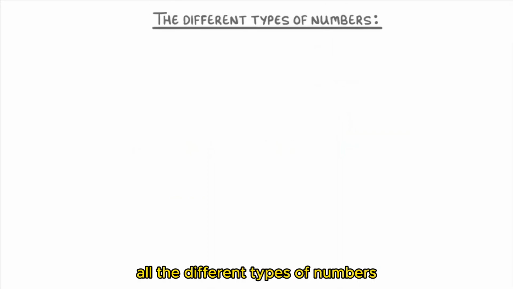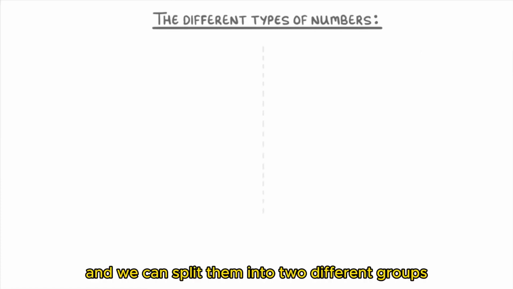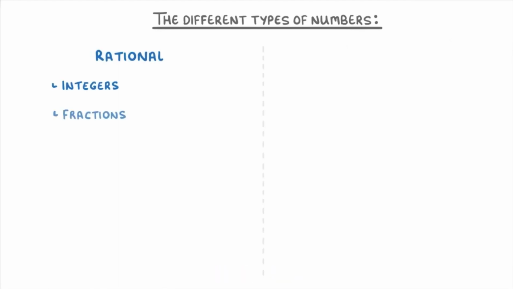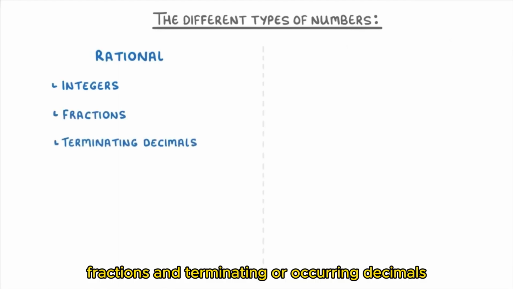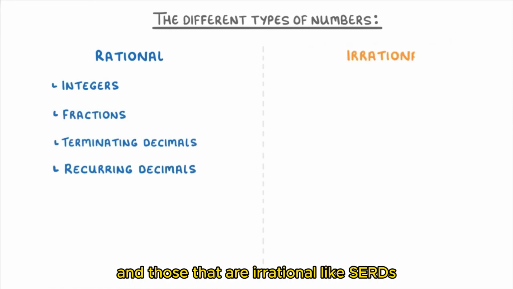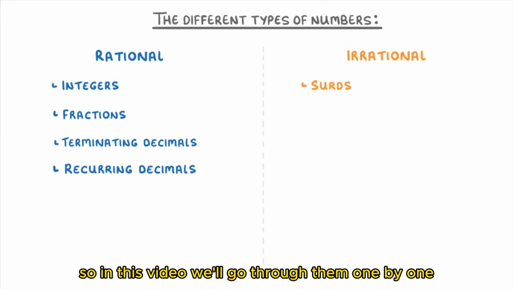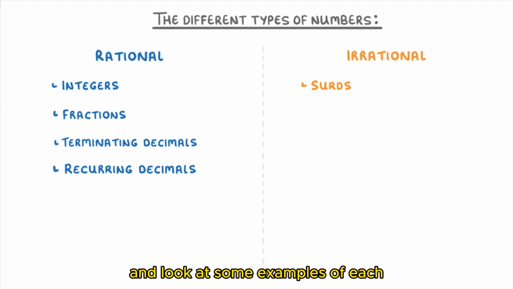In today's video, we're going to be looking at all the different types of numbers that you need to know about. And we can split them into two different groups. Those that are rational, like integers, fractions, and terminating or recurring decimals. And those that are irrational, like surds. So in this video, we'll go through them one by one and look at some examples of each.